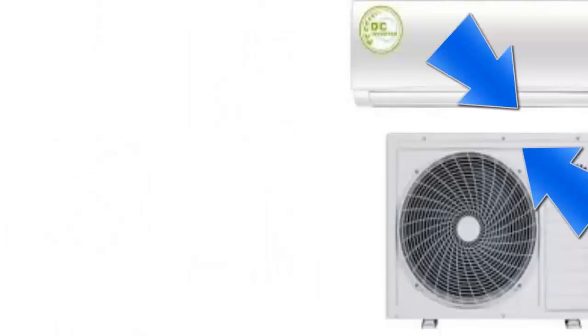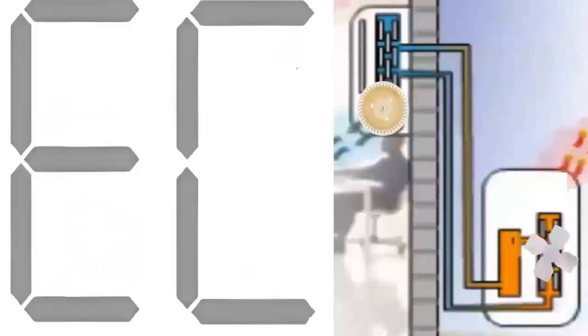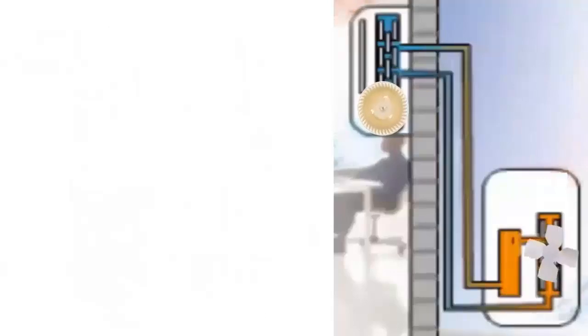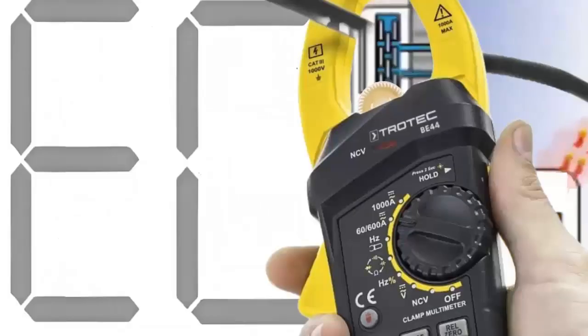Error code EC. This code indicates a possible refrigerant leak. Solution: A. Clean the air filters. B. Inspect the system for visible leaks, such as oil stains. C. Measure the electrical consumption. Lower than normal consumption may indicate a leak.